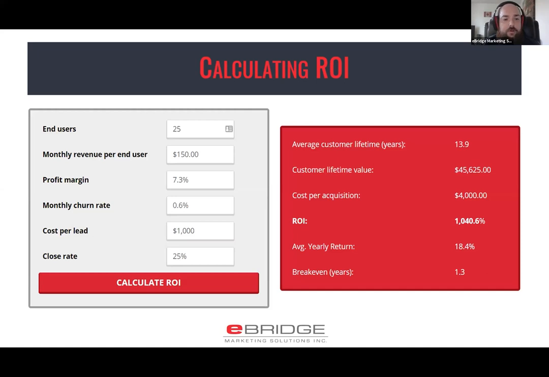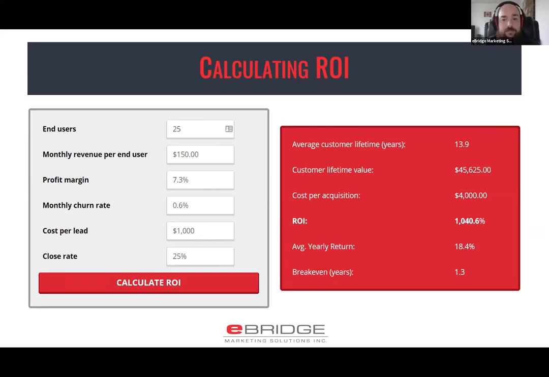So after you click the ROI button, this is what shows up, and on the right-hand side of the slide, these are the ROI results. From top to bottom, average customer lifetime, we calculate it as 13.9 years. That's mostly based off of the churn rate.